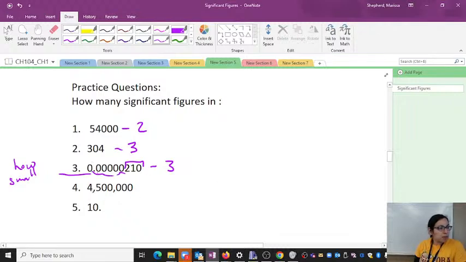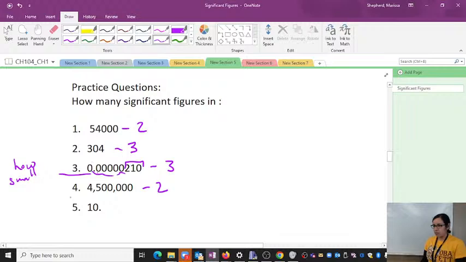And then what about number 4? 4,500,000. I see some 2s, some fingers for 2s, and I see 2 in the chat as well. So 2. All these zeros are showing how big. And then what about this last one? I see fingers for 2, some 1.